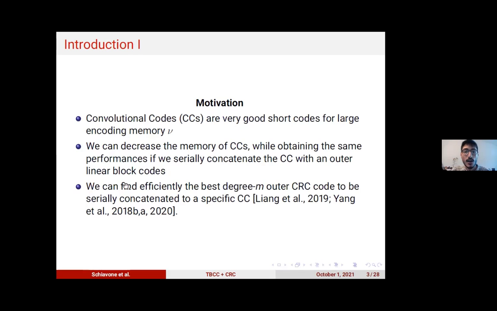And a really recent result from the group at UCLA is that it is possible to efficiently find the best degree M outer cyclic redundancy check code that can be serially concatenated to a specific convolutional code. And this was the starting point of the thesis, because this efficient implementation allows us to really create things, and we'll see them.